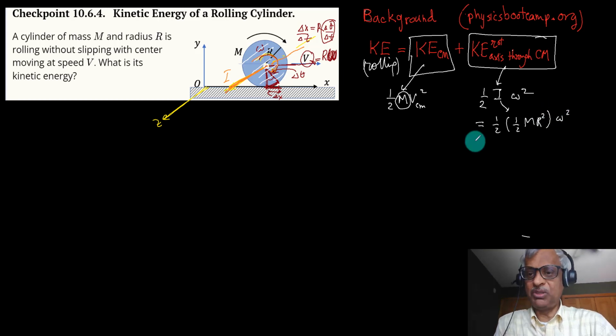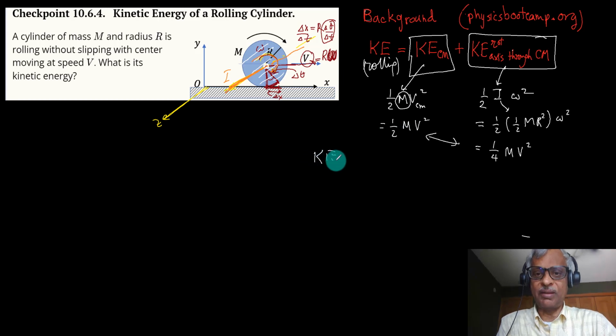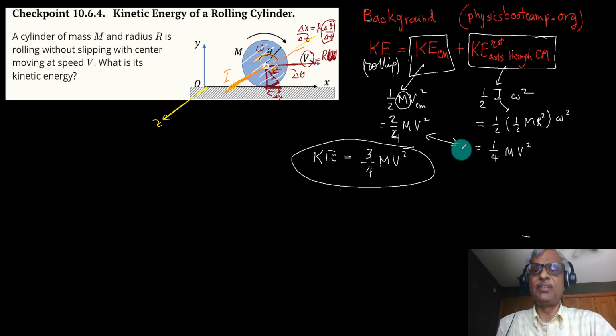So now we can immediately see that this is one quarter m v squared, and this is one half m v squared. When we add this up, the kinetic energy of a rolling cylinder is three quarters m v squared. So this is 2/4, and this is 1/4, m v squared. That's the answer. It's a very simple problem.